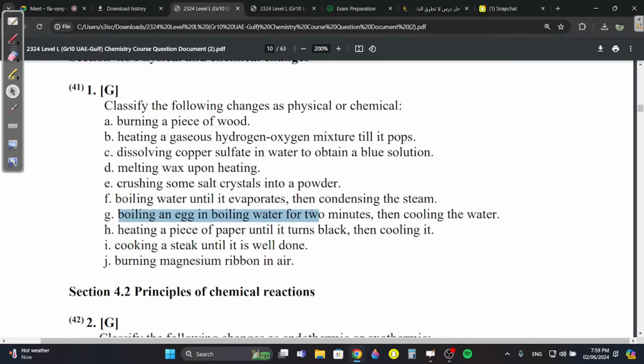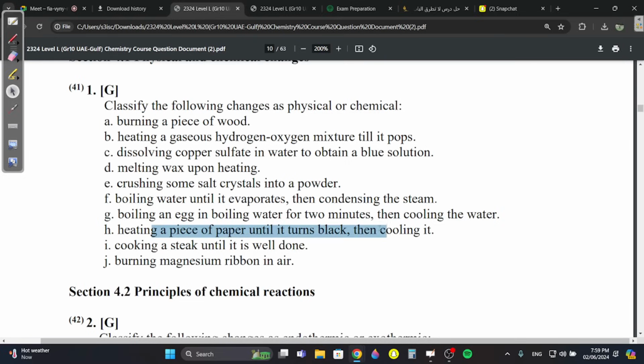Boiling an egg in boiling water for 2 minutes and then cooling the water. Okay, the egg, I think, it should be chemical, right? Yeah. So once you boil an egg, it's not the same chemical composition. I mean, you're cooking it. You know, cooking is a chemical change. It's not a physical change.